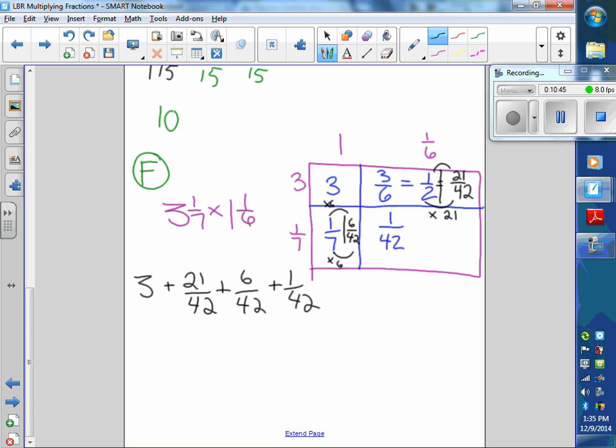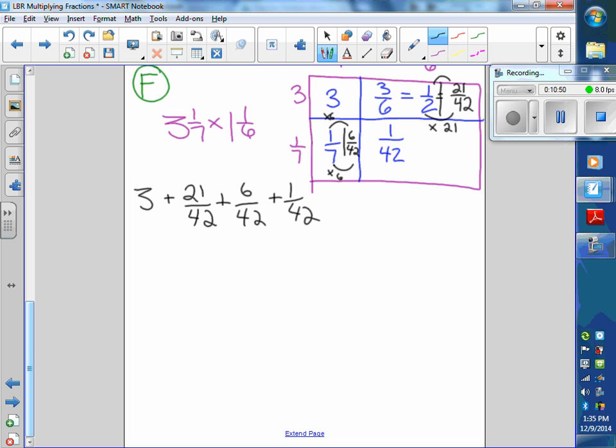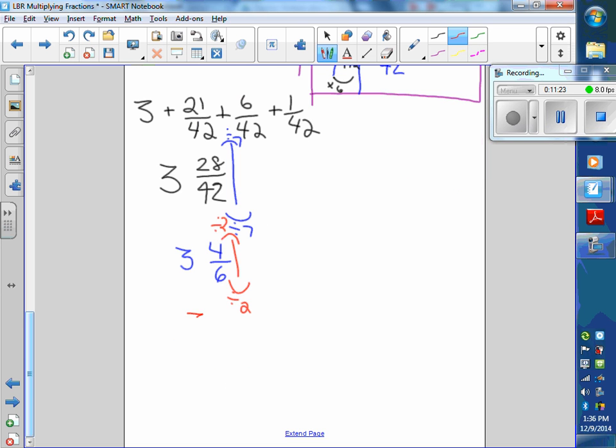21 and 6 make 27, plus another 1, 28. So 3 and 28 over 42. And what goes into 28 and 42? 7. Divide by 7. So you get 3 and 4/6. What about that? I guess it's 2. Divide by 2. Just divide by 2 here, and you get 3 and 2/3.